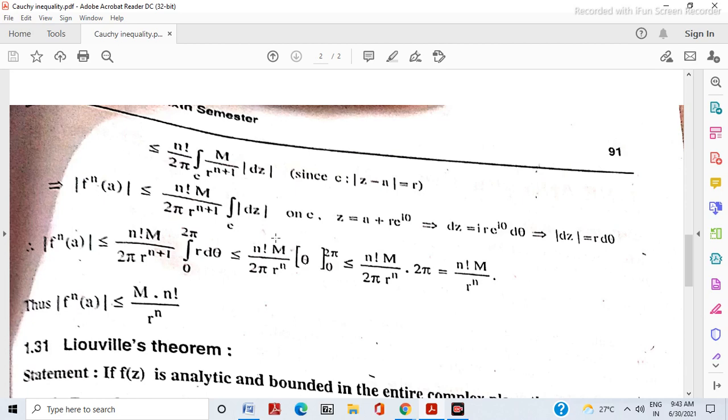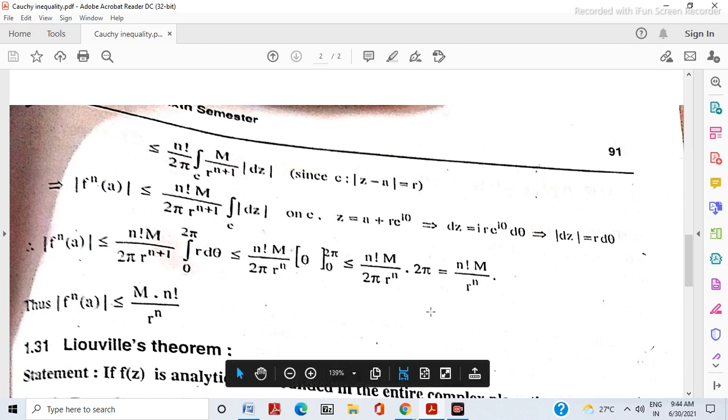Find dz. Then what do you get? dz equals r i e^(iθ) dθ. Then take modulus: modulus of i is 1, modulus of e^(iθ) is 1, so r dθ. But θ varies from where to where? It varies from 0 to 2π. Then that integral changes to the integral from 0 to 2π of dθ, which we know is 2π. Then 2π will be cancelled. Then what is left? M n! by r^n.